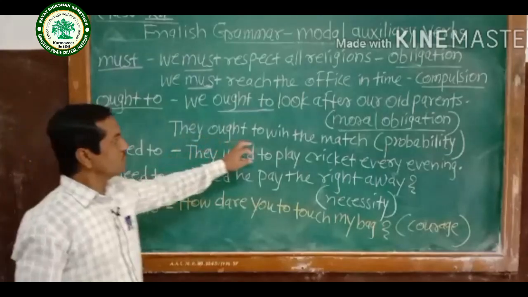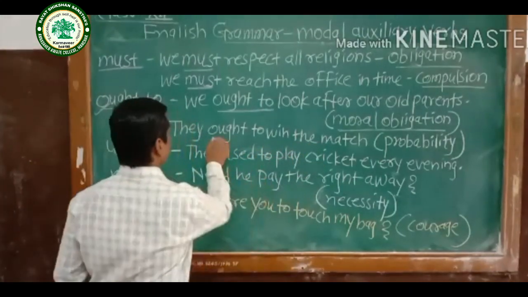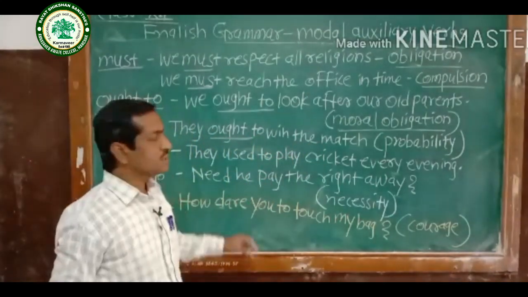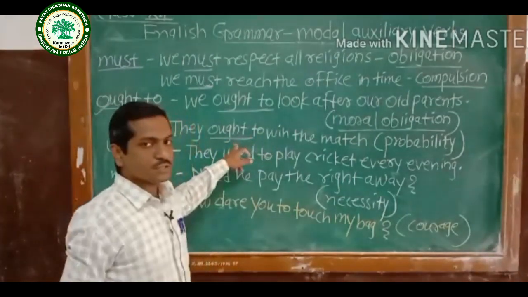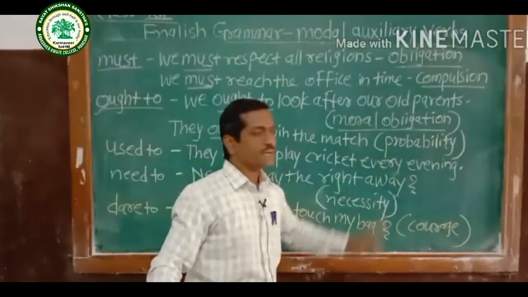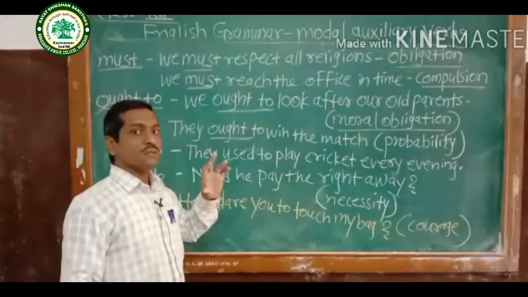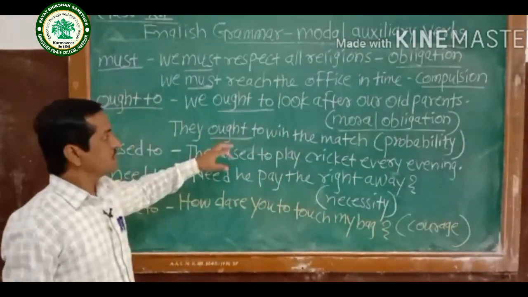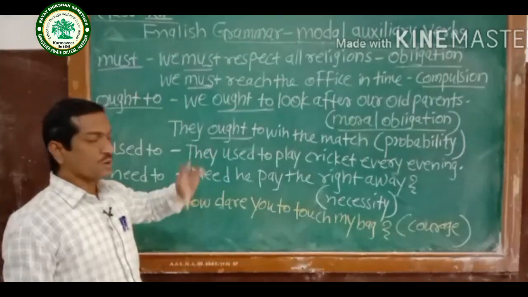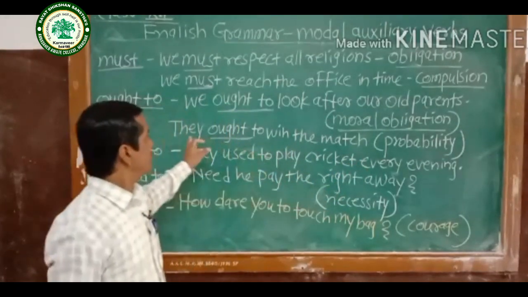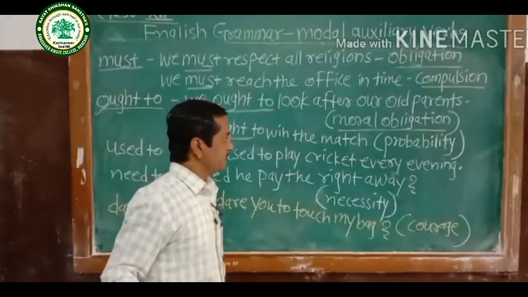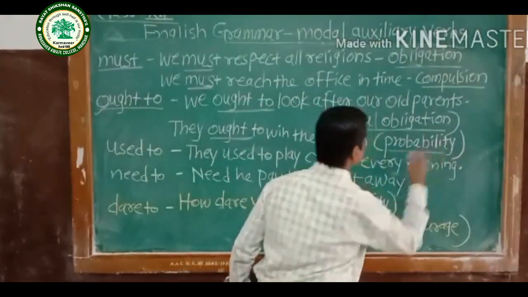Then, they ought to win the match. Okay students, in this sentence, ought to expresses probability, because it is probable that that team will win the match, so they ought to win the match. Ought to expresses probability.